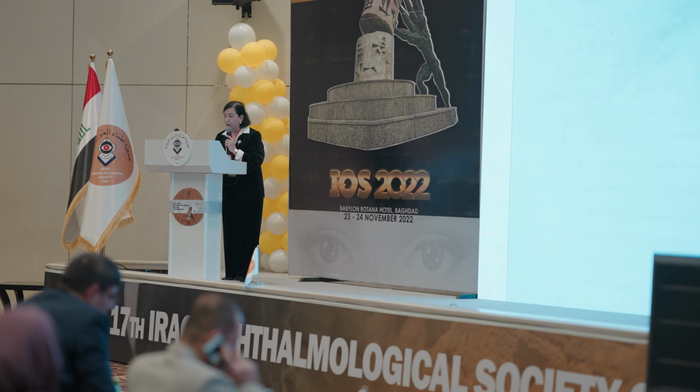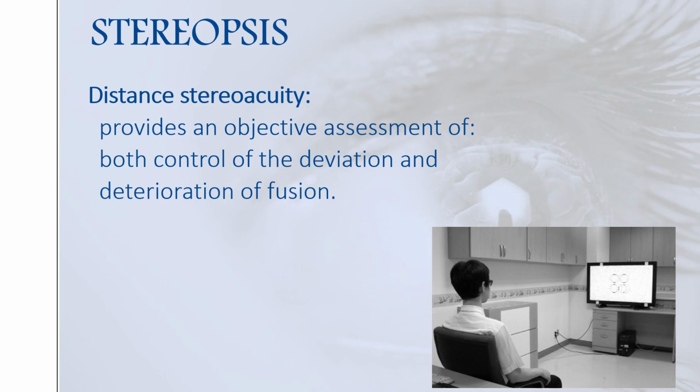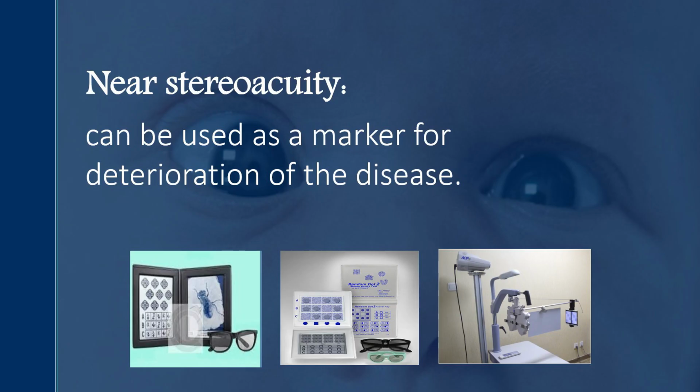There is an important point. We must know the stereopsis of the patient. We must examine the distance stereo acuity. It will provide us an objective assessment of both control of deviation and deterioration of fusion. For near, of course, we have many tests available. It can be used as a marker for deterioration of the disease, and it has no relation to the control of deviation.